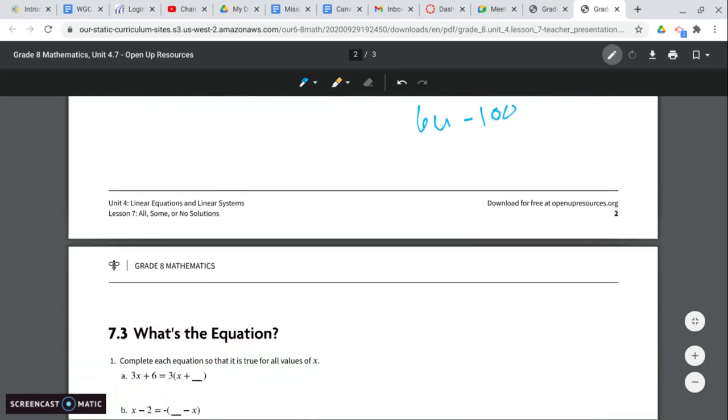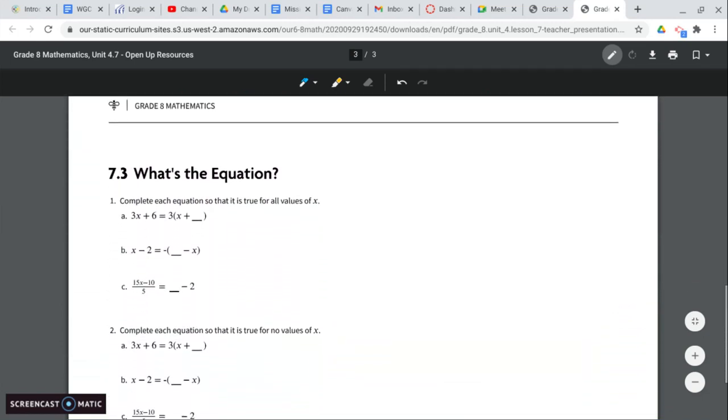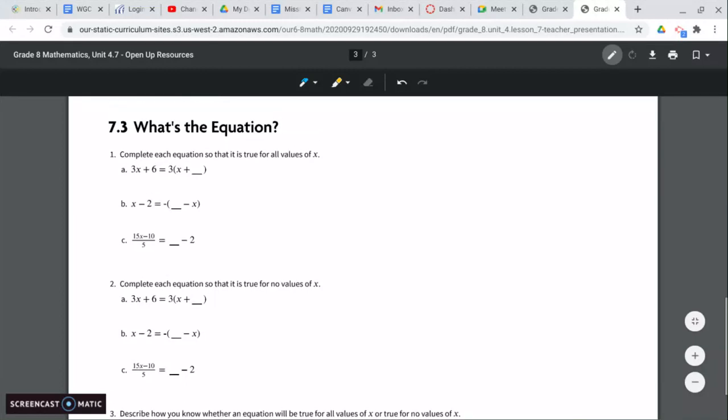So looking obviously at a lot of equations. So here, what's the equation? Equations is your keyword for this lesson, equations. So I have an S on the end. Complete each equation so that it's true for all values of x. So we have 3x plus 6 equals 3 times x plus what? Well, 3 times what is going to give us 6?